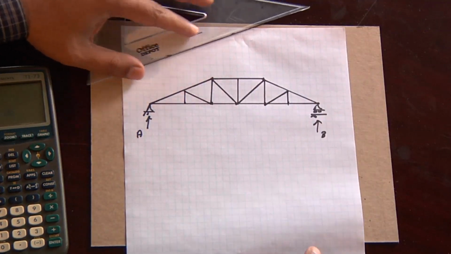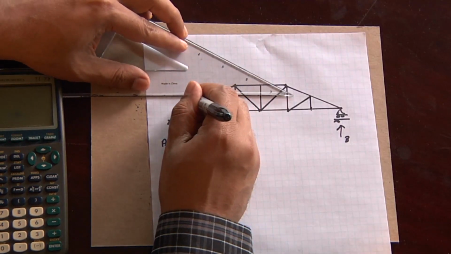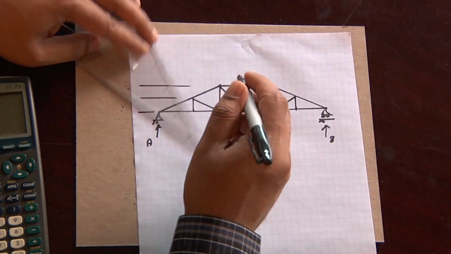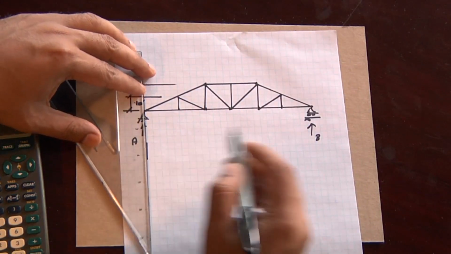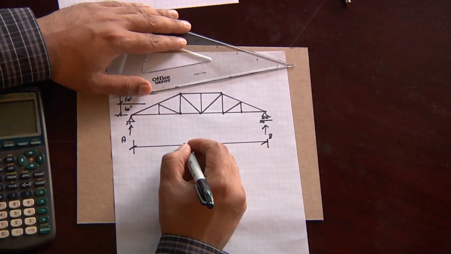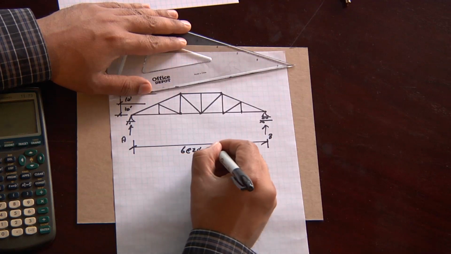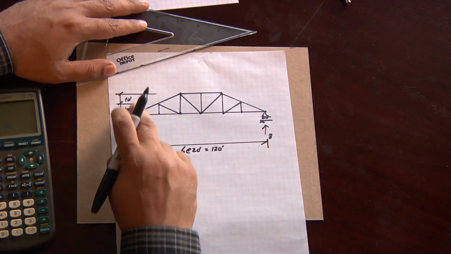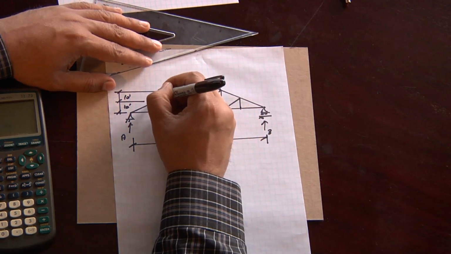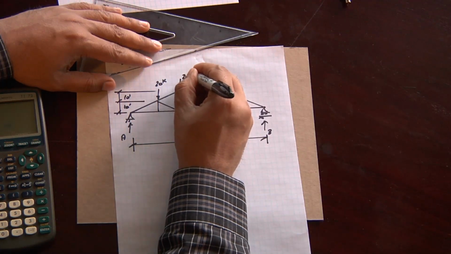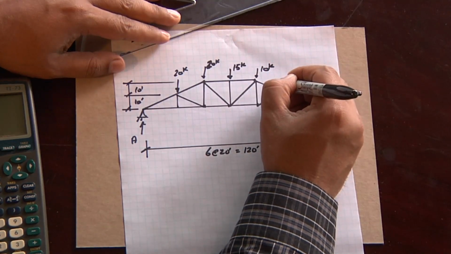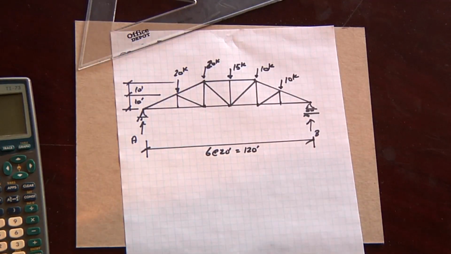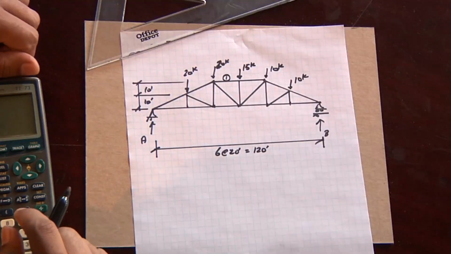and let's put some dimensions down. Ten feet, and we'll make these all equal bays. 6 bays at 20 feet, so 6 at 20 feet equal to 120 feet, and 20 feet high. And we'll put some loads on here, so we'll have 20 kips, ten kips, and we're going to calculate the load in one member, member number one.